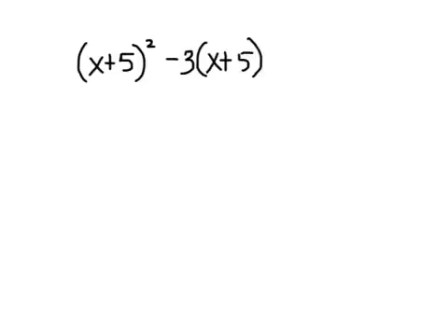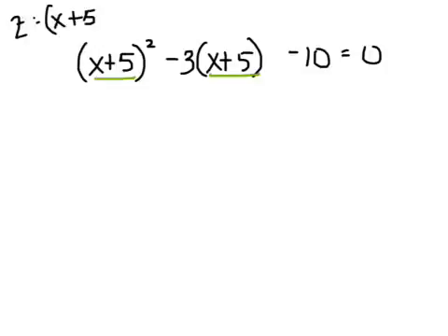Another one is one that's set up like this, where you have x plus 5 squared minus 3 times x plus 5 minus 10 equals 0. Now on something like this, I wanted you to see that these two pieces were exactly the same. If they're exactly the same, then what I can do is put z equal to whatever was inside that parentheses. Now the reason why I'm doing that is because I don't want to have to FOIL this out, although if I did, it would not be wrong.